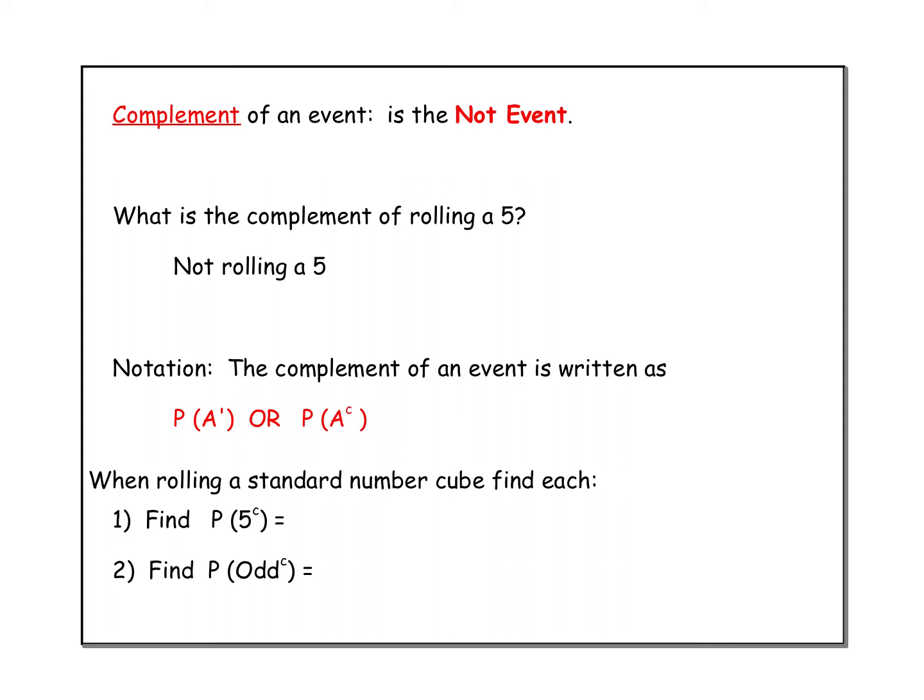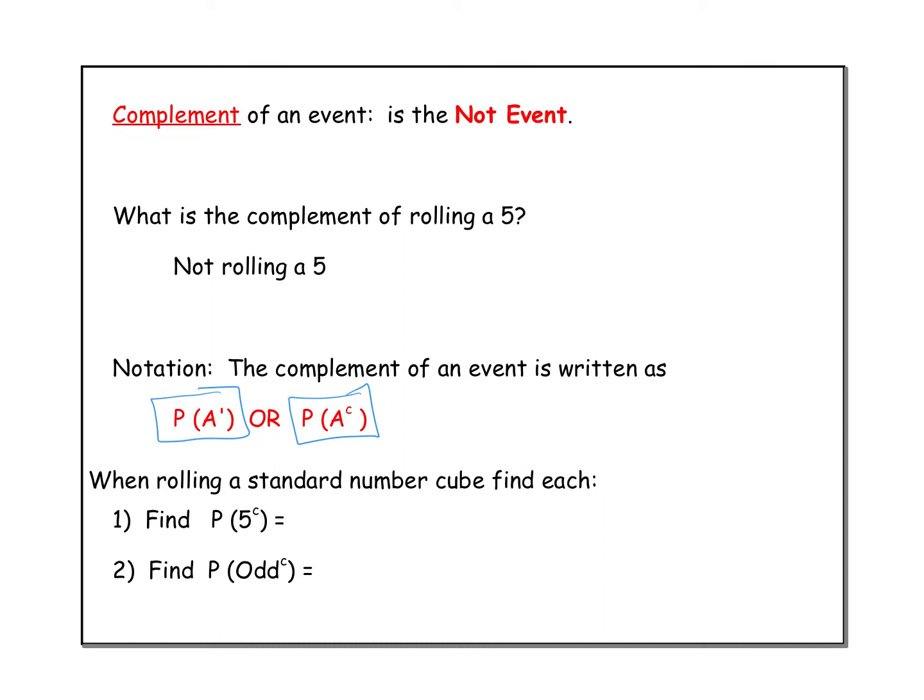Notation. So this has a lot of ways of writing probabilities. The complement of an event is written P of A prime or P of A with a little c up at the top, superscript, sorry. So P for probability, A for the event, and then the little c is the complement of the event.